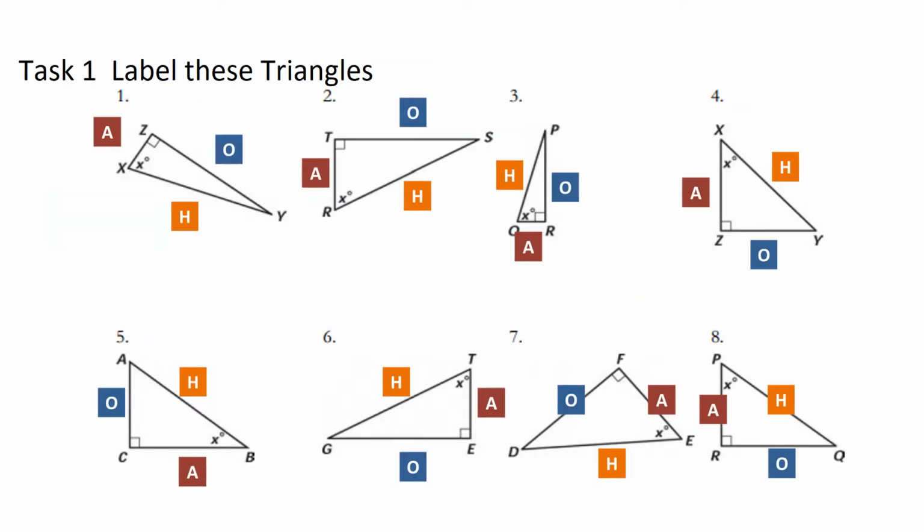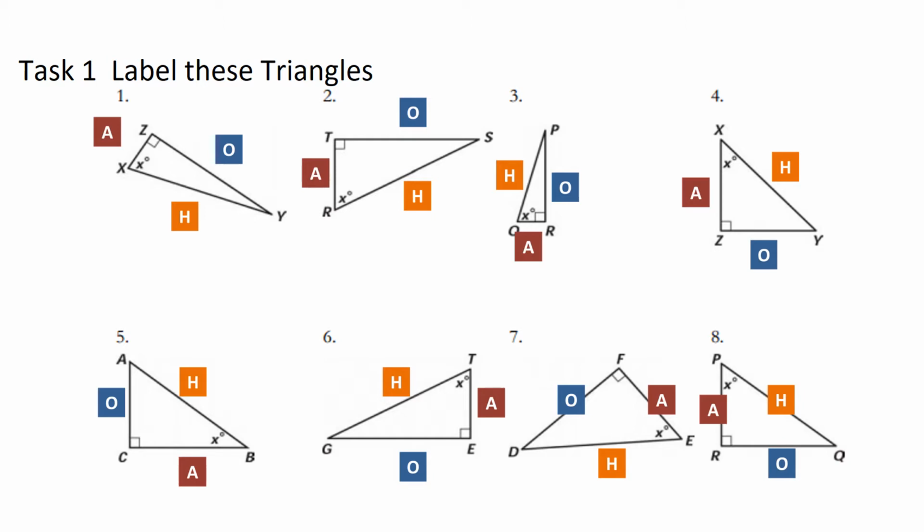Alright, so now it is very important to be able to identify all these sides, the hypotenuse, the opposite, and the adjacent sides, regardless of the orientation of our right triangles. So we're going to look at these 8 questions and identify our sides based on the marked angle that we have. And of course, as you can see, these triangles are in different orientations.